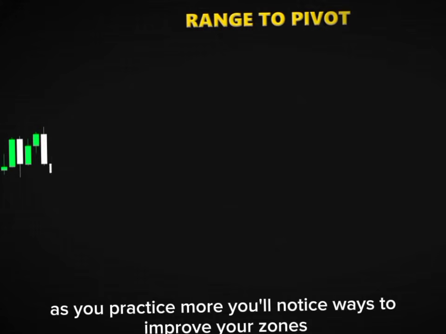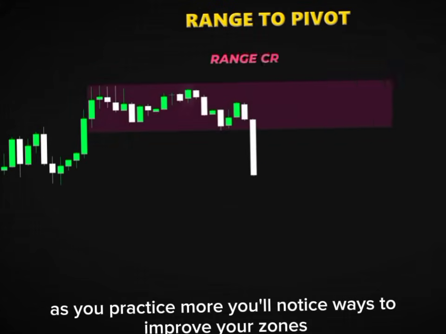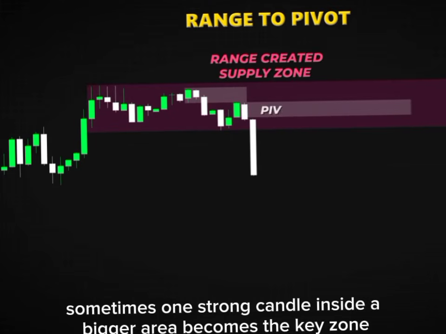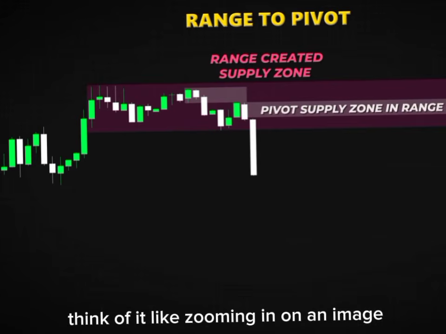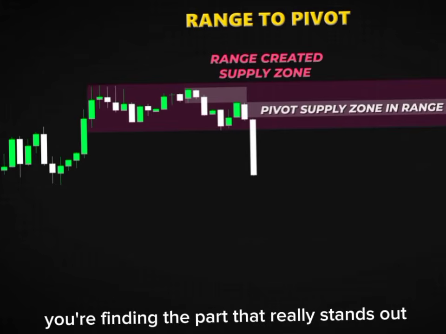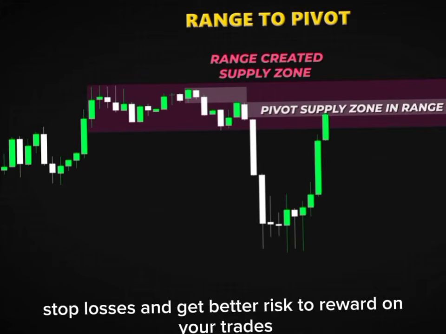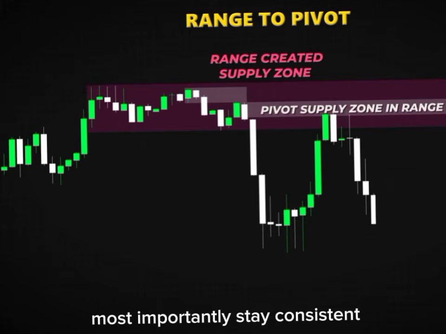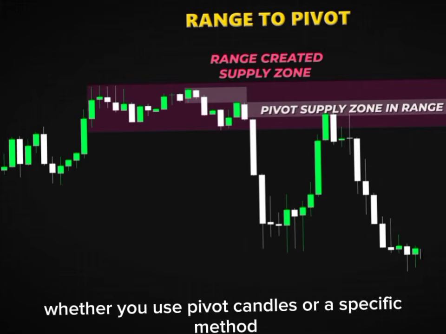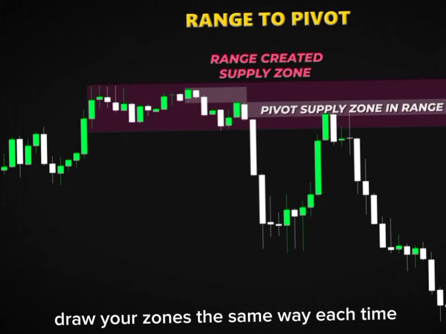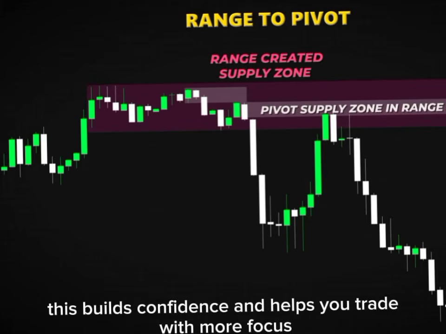As you practice more, you'll notice ways to improve your zones. Sometimes, one strong candle inside a bigger area becomes the key zone. Think of it like zooming in on an image. You're finding the part that really stands out. These smaller pivot areas can help you place tighter stop losses and get better risk to reward on your trades. Most importantly, stay consistent. Whether you use pivot candles or a specific method, draw your zones the same way each time. This builds confidence and helps you trade with more focus.